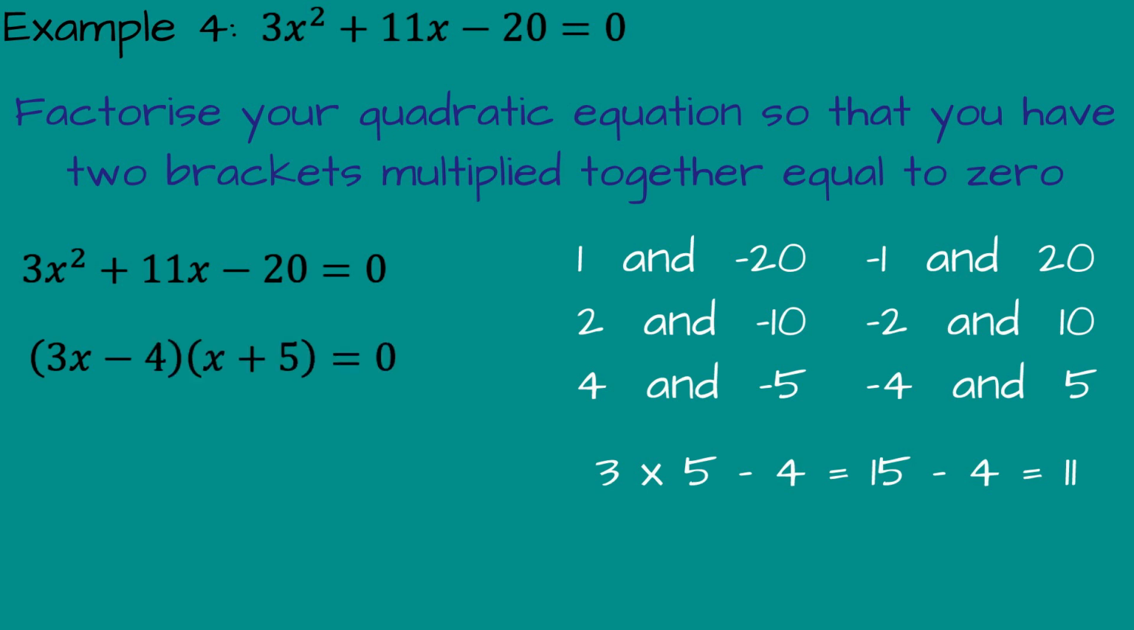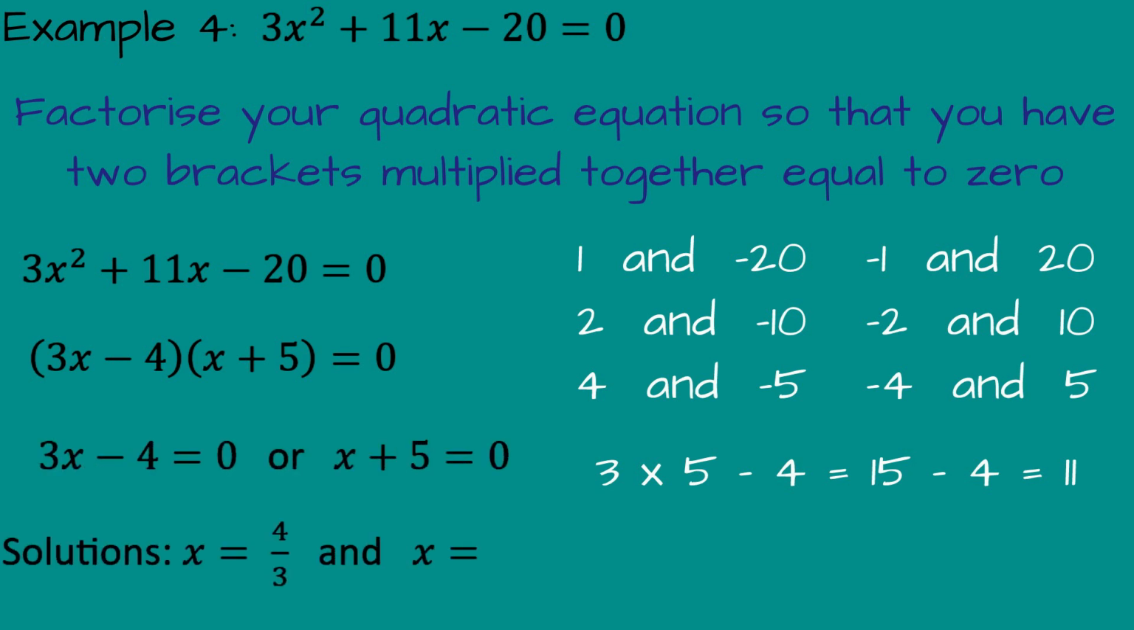0. To solve the equation, we must make each of the brackets equal to 0, one at a time. So, either 3x minus 4 equals 0, or x plus 5 equals 0. Solving these linear equations gives two solutions to the quadratic equation. x equals 4/3, or 1 1/3, and x equals minus 5.